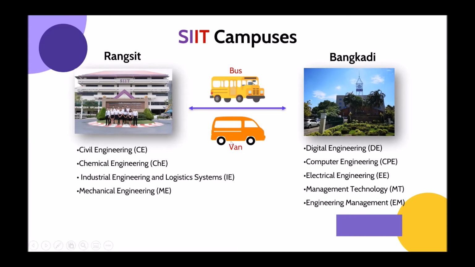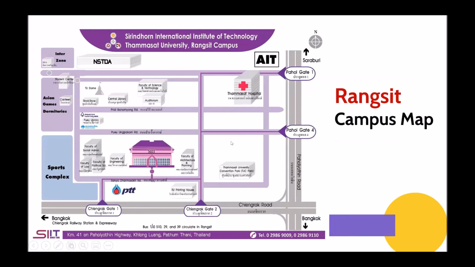Okay, this is the map of Thammasat University Rangsit campus. If you have been here, you will see that it's huge. It's very big. There are so many buildings and many organizations on the campus. And of course, let's talk about the SIIT building. SIIT is located between two gates. We call them Chiang Rai Gate number 1 and Chiang Rai Gate number 2.